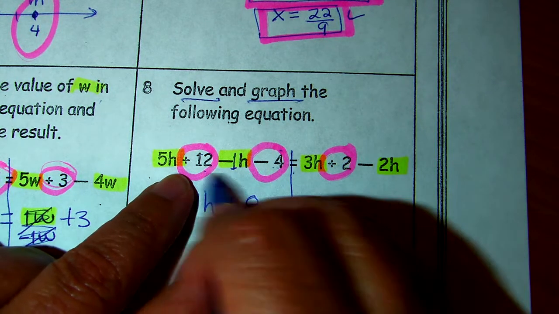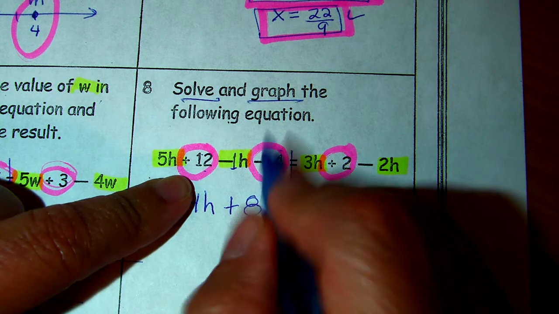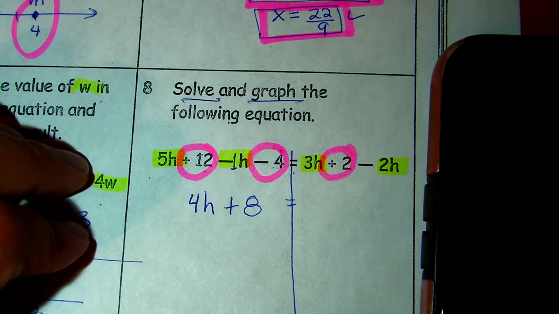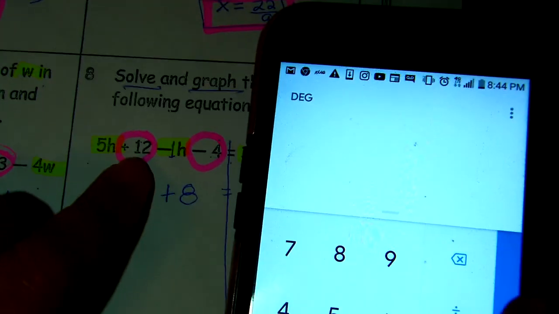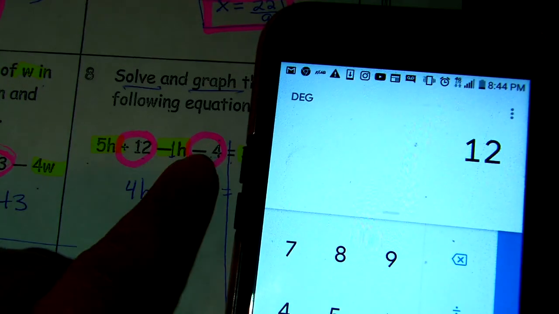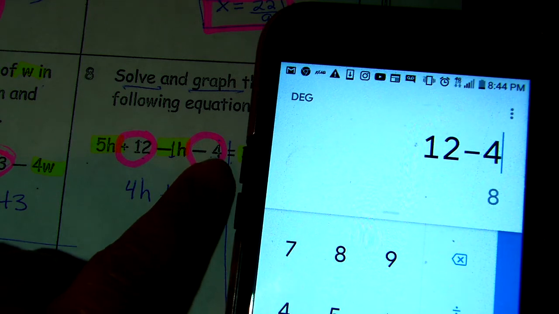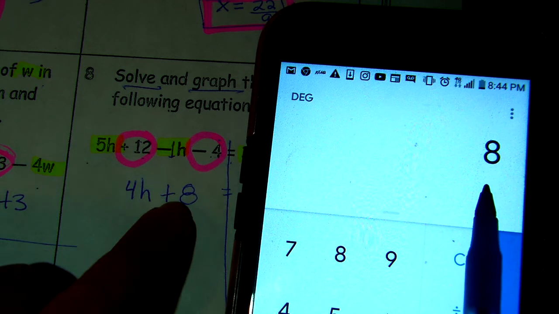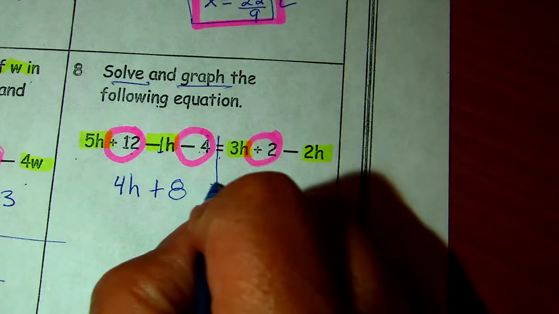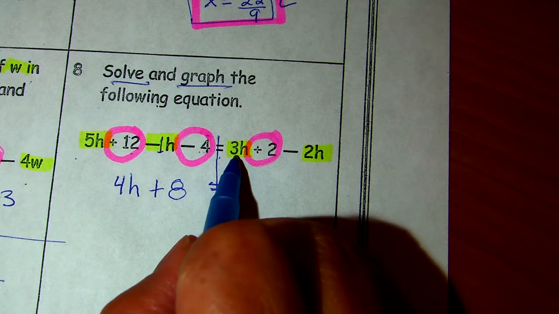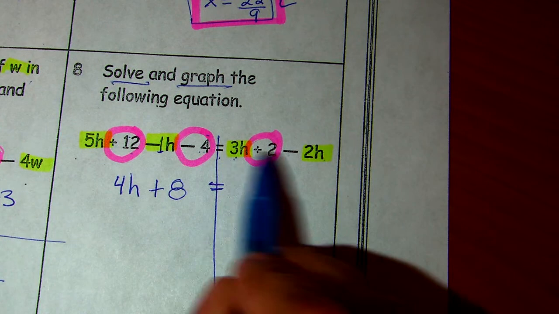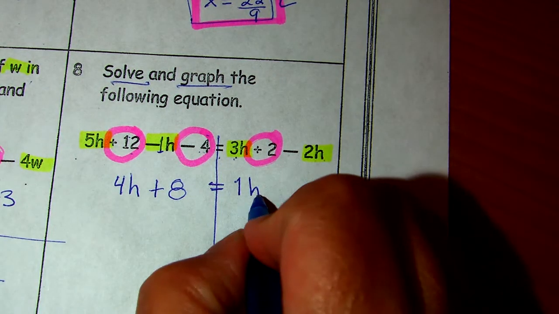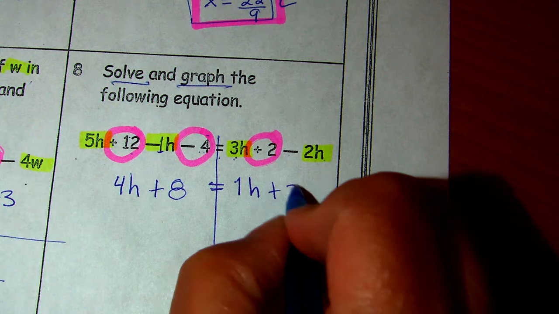Remember, you do these operations. If you can't do them in your head, just put them in your calculator like this. Because you see 12 minus 4. And that's how I got the 8. Okay? Over here on the right side, I can combine the 3H minus the 2H. 3 minus 2 gives you 1H. And just bring down the 2.